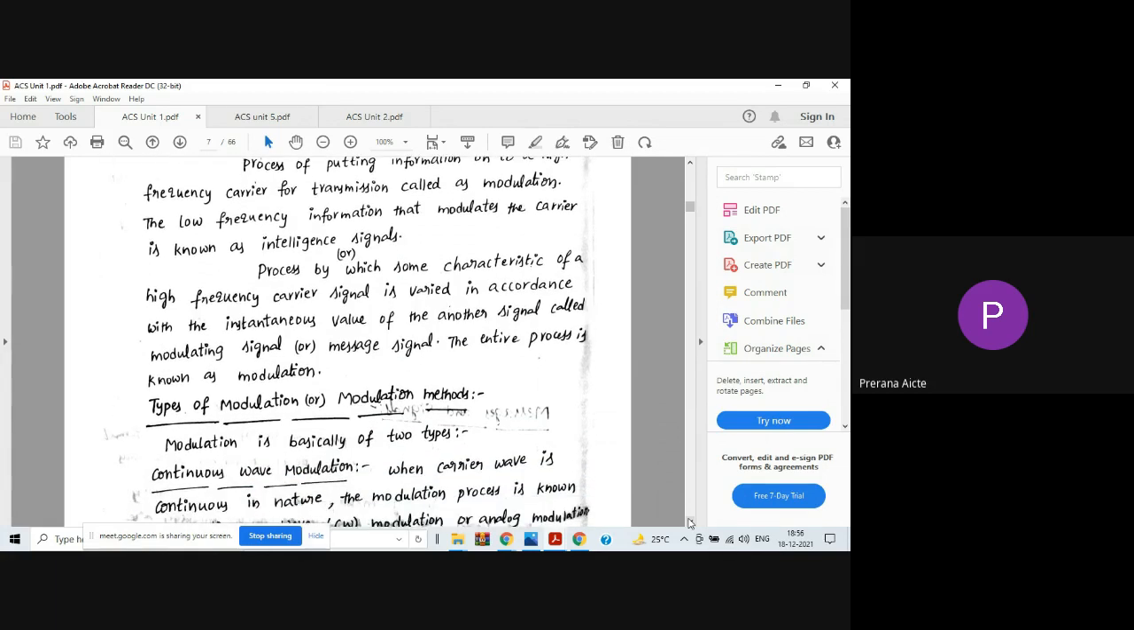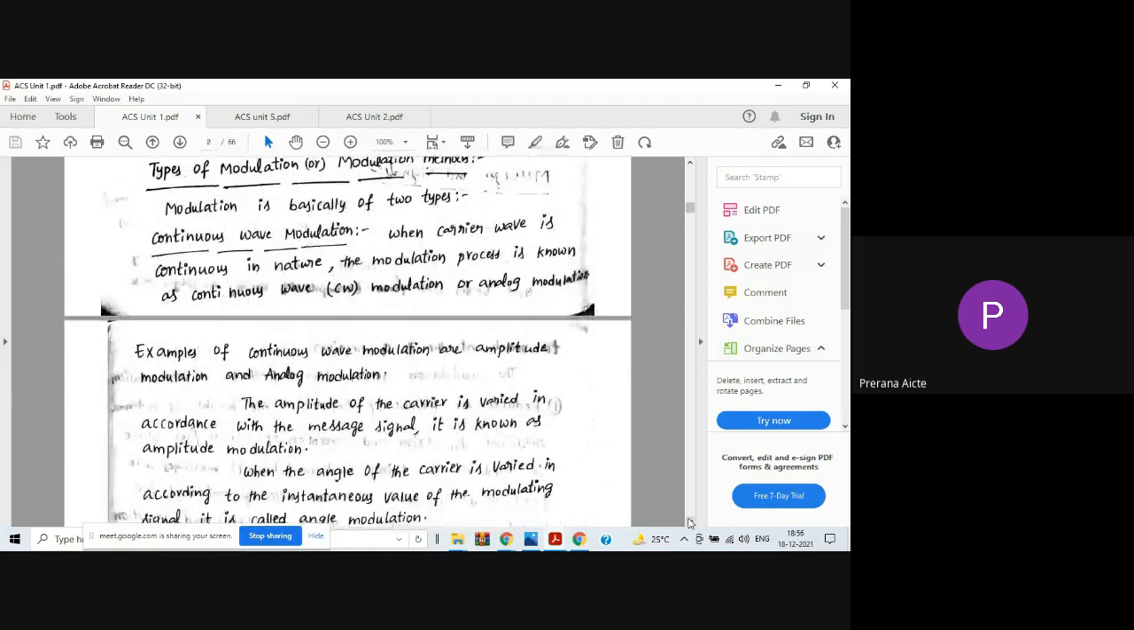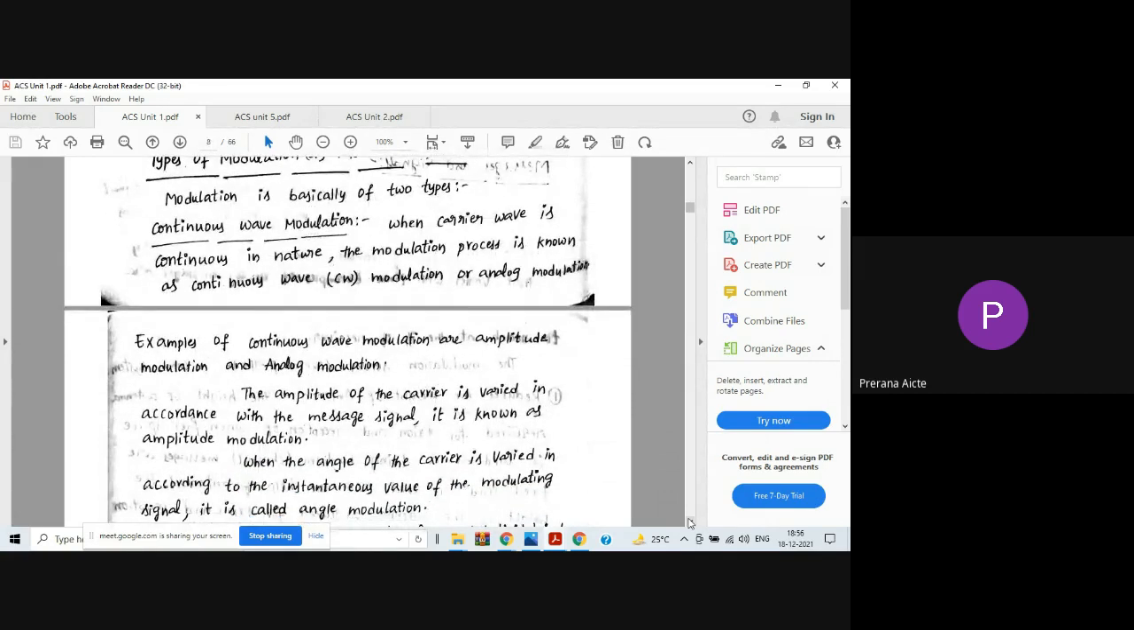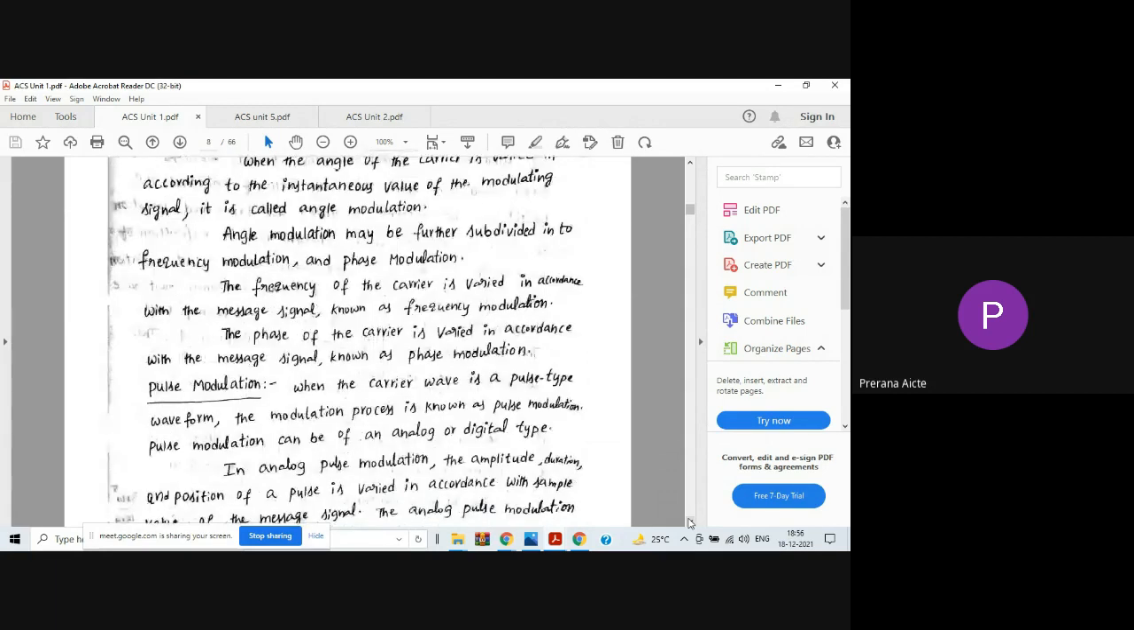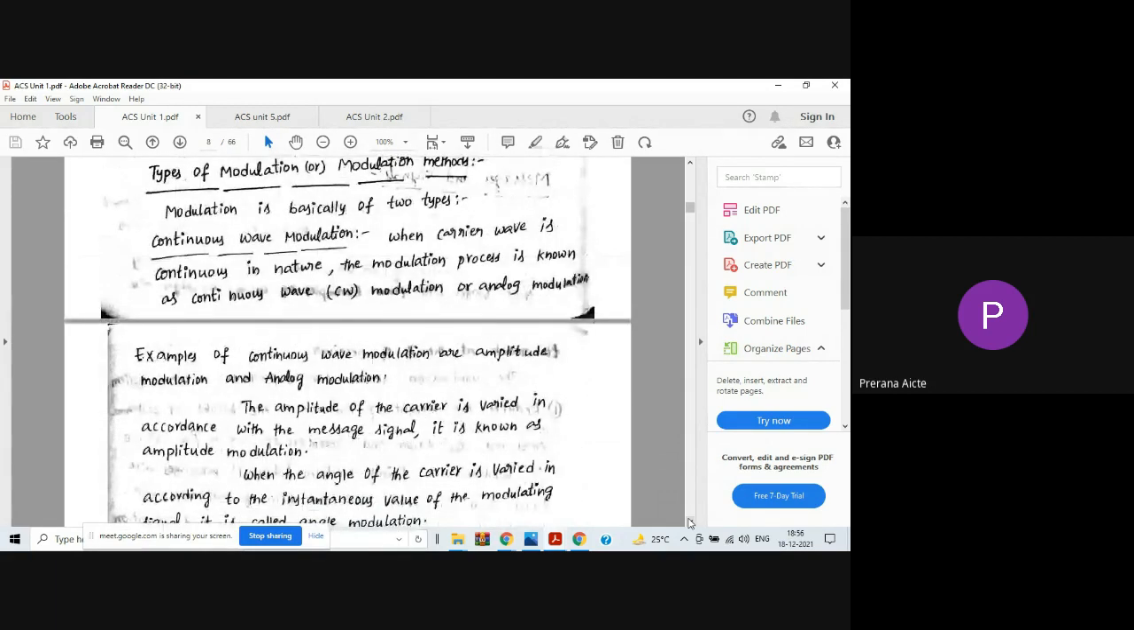Basically, we have two types of modulation techniques. What are those? Continuous wave modulation as well as pulse modulation. What is continuous wave modulation? Whenever the carrier signal is continuous in nature, that is, it is varying continuously, we call that technique continuous wave modulation, or we can say analog modulation.